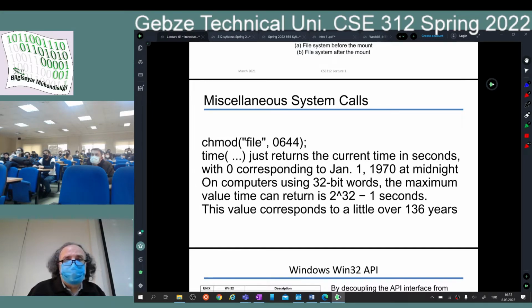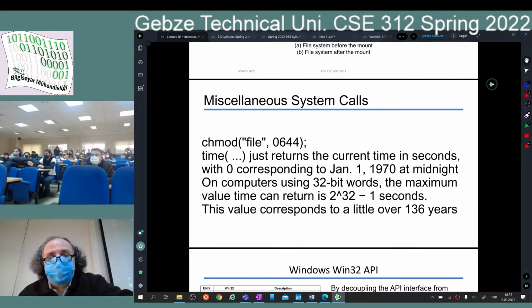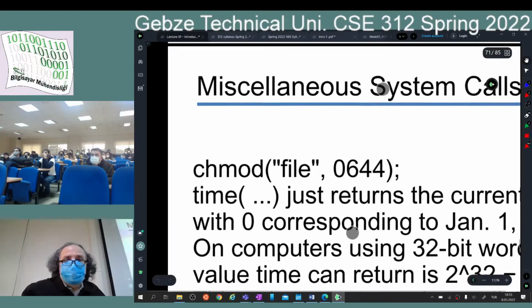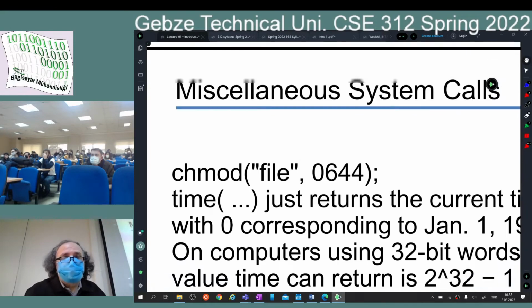chmod file 0644. Can read but can't execute or write. Say it again, louder. It can read the file but it cannot execute it or write it. So can you read it? Okay, good. So it means that, first of all, when it starts with a 0, it means it is octal.